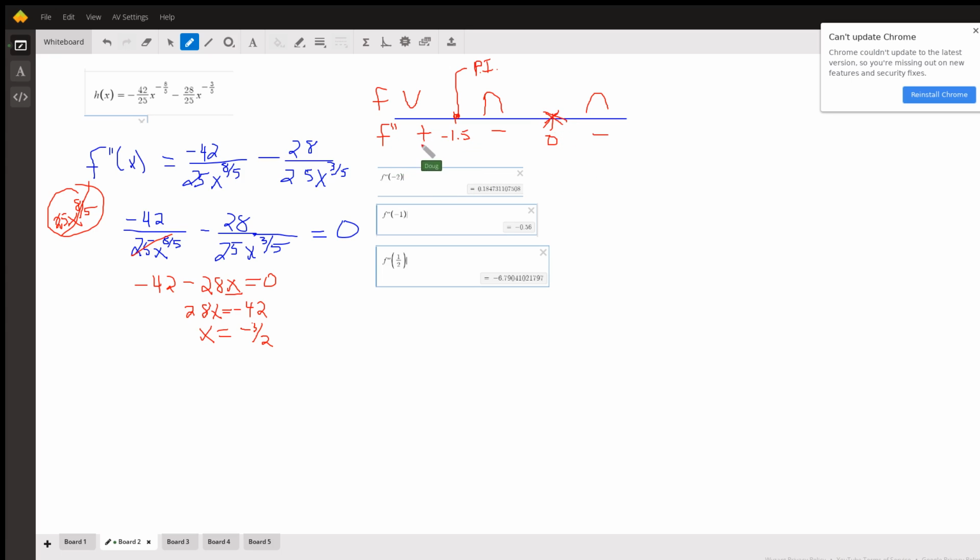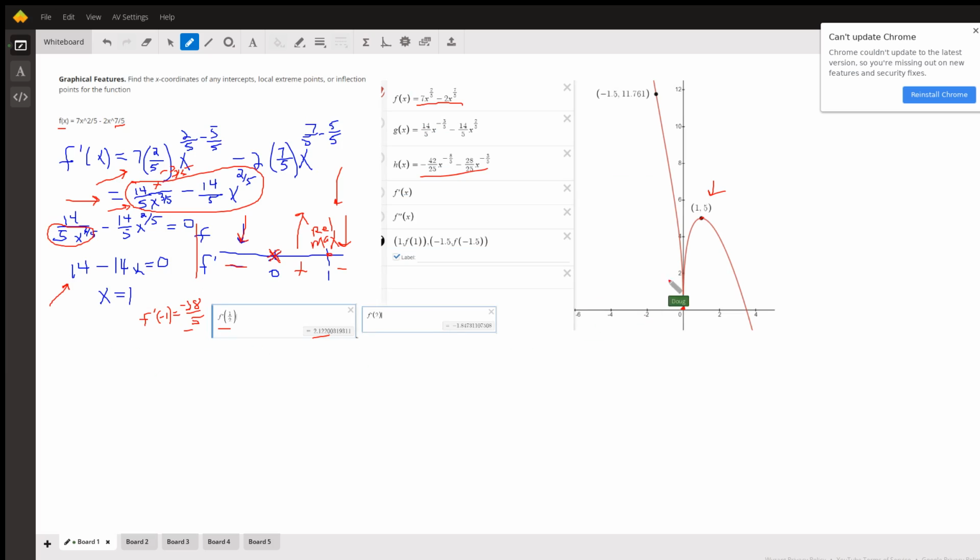So f double prime to the left of negative 1.5 is positive, concave upward, think smiley face, positive. Between negative 1.5 and 0, the second derivative is negative, think a frown. And to the right of 0, also negative, concave downward. So here is a point of inflection at negative 1.5. That's the x-coordinate of the point of inflection. And that's kind of hard to see here, but this curve is kind of concave upward right there, and then at that point it switches to concave downward, and it stays concave downward even to the right of 0.